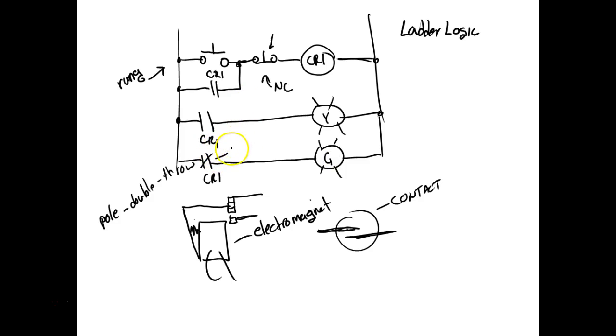This is the symbol for normally open. This is the symbol for a normally closed contact. But all these contacts are being controlled by that one relay, right? So this is not a good example because I've only got two contacts. But how many contacts can a relay have?